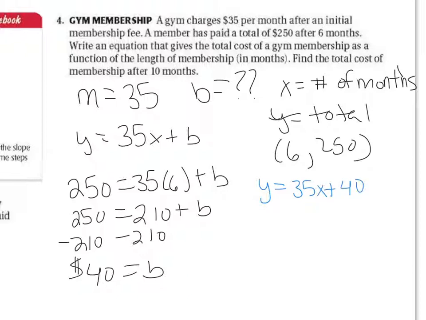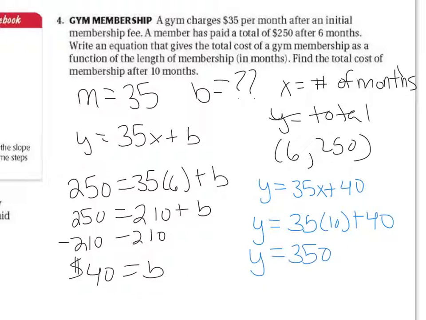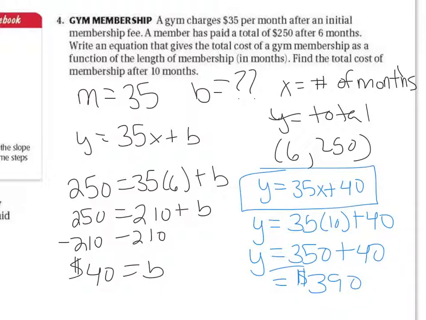And then what would the membership cost after 10 months? 35 times 10 plus 40. So 350 plus 40. So you get $390. So here's the equation they wanted, and here's the cost. Okay, let's take a look at another word problem.